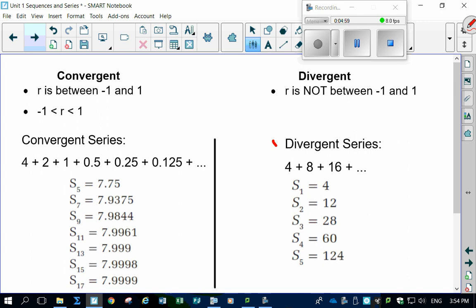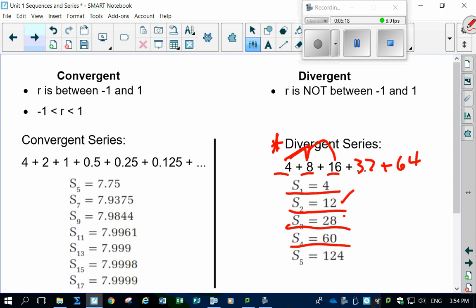Look at what happens with a divergent. There's 4, there's 8, there's 16. You keep multiplying. 32, 64. Now start adding this. S1, of course, is going to be 4. S2, add these two together, there's your 12. S3, add these three together, you get 28. S4, add these guys together. Look what's happening. You're getting bigger and bigger and bigger, right?